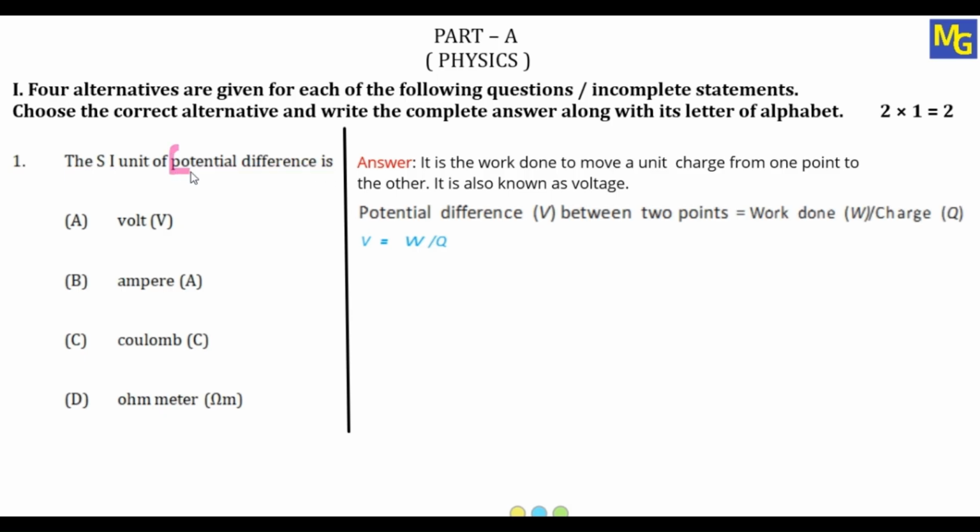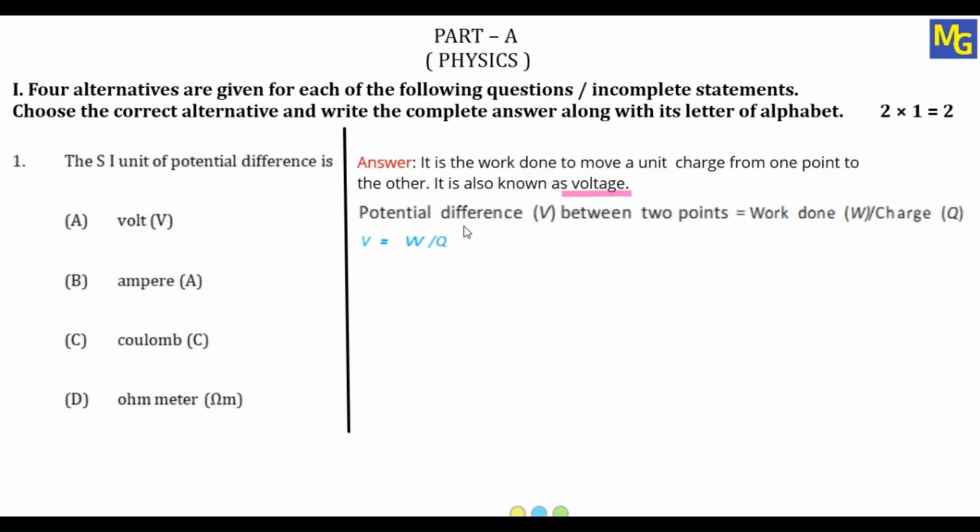You have to write the SI unit of potential difference. So here the correct option is option A, that is volt. The reason is, what is potential difference actually? It is the work done to move a unit charge from one point to another point in an electric circuit. So in any electric circuit, from one end of the wire to the other end of the wire, if you want to move a unit charge, then whatever work is done is called potential difference, which is also known as what?